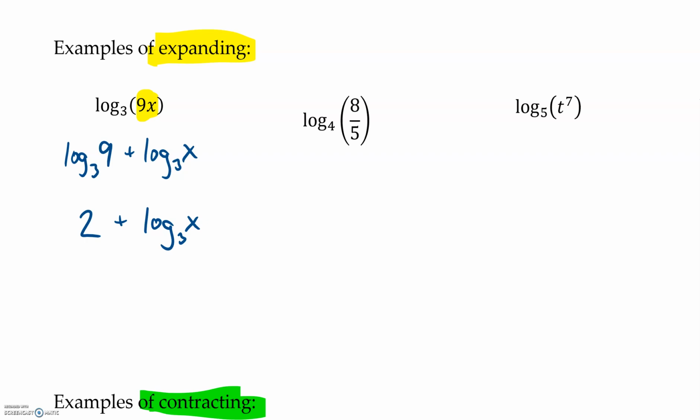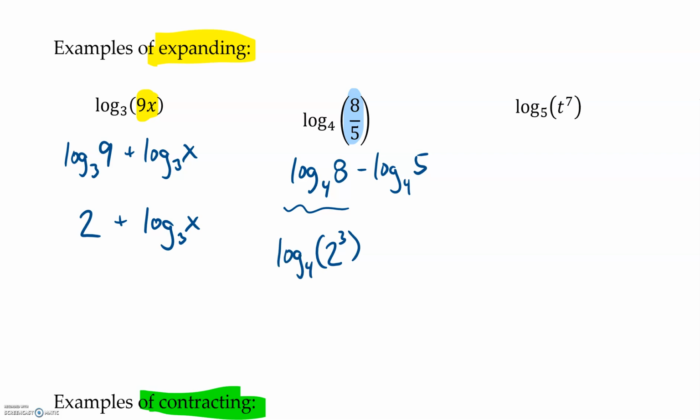So up next we have the quotient, 8 divided by 5. I can rewrite that as the difference of two logarithms. So log base 4 of 8 minus log base 4 of 5. So 4 and 5 aren't related very well. 4 and 8 are. To simplify that expression a little bit more, let me rewrite the 8 as 2 to the third power. So this is the same as log base 4 of 2 to the third power minus log base 4 of 5.